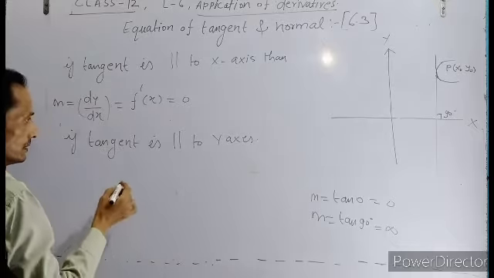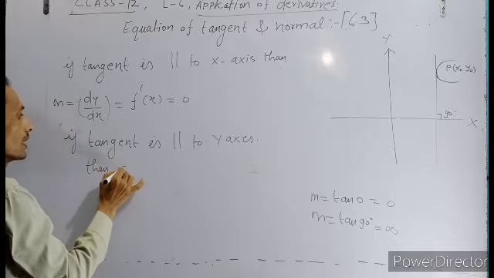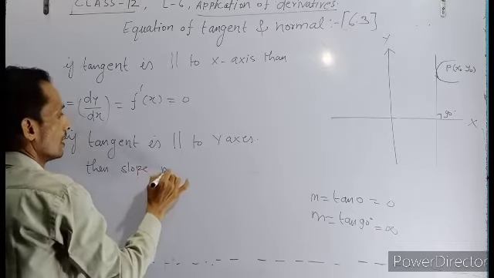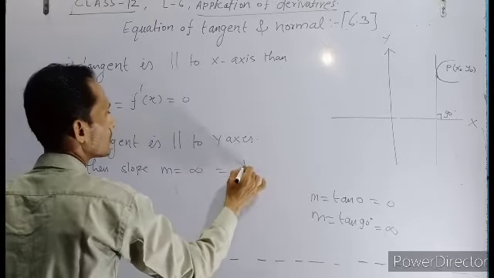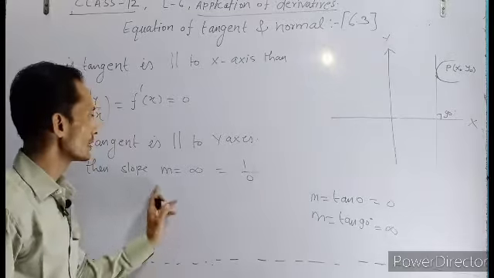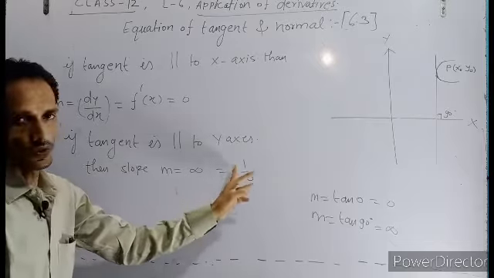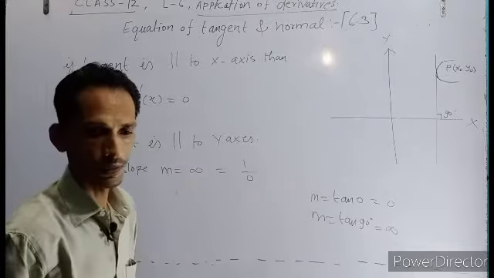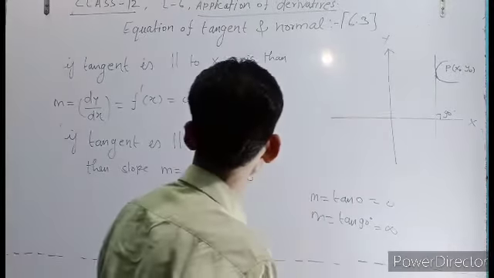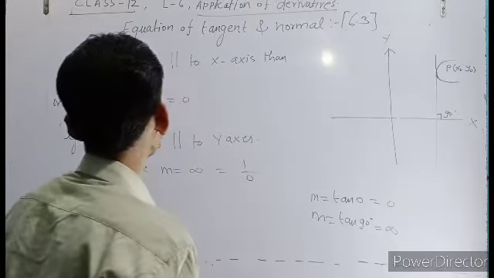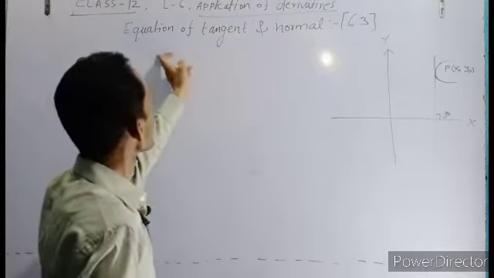If the tangent is parallel to the y-axis, then slope m equals infinity, or another way you can say 1 by 0. So that is the representation of this one. The slope m will be not defined for a line parallel to the y-axis. Okay, this is all about the equation of tangent.